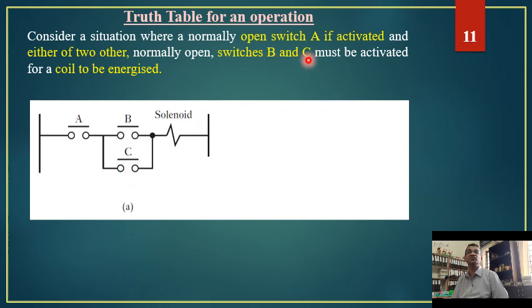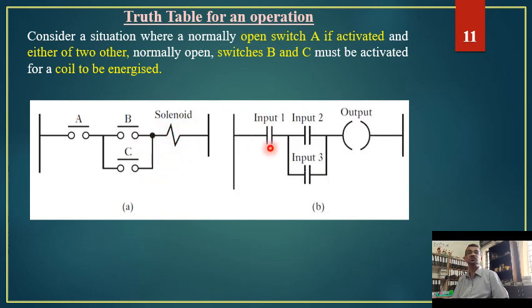Note that any one of the two, either B or C, must be energized in order to get the output. That is why B and C are connected in a parallel branch. So B is in parallel with C. Then A is connected in series with this particular branch of B and C. And as given over here, all the three, A, B, C, are normally open, and a solenoid is connected to the output. So this is the equivalent ladder diagram.